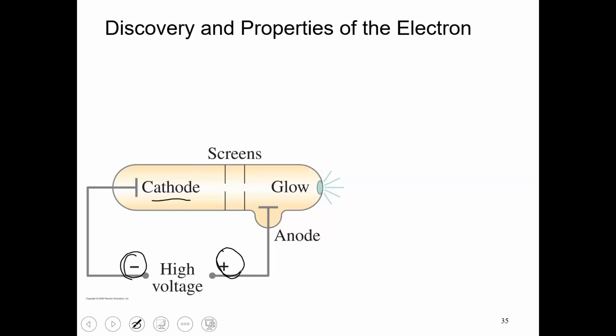The cathode then actually shoots off electrons that are attracted towards the positive anode. These electrons get moving so fast, and we have these screens here that allow the ones that are shooting off in a straight line to go through, and they hit this back plate that has a phosphorescent material that's going to glow when the electrons hit it. So that was the start of the discovery of the electron.